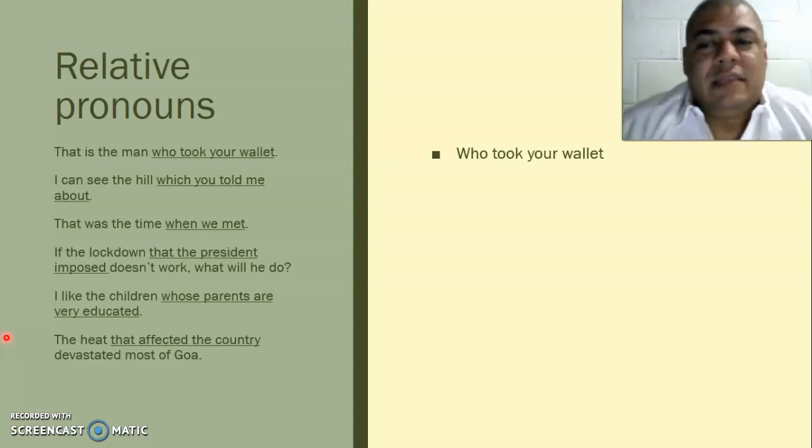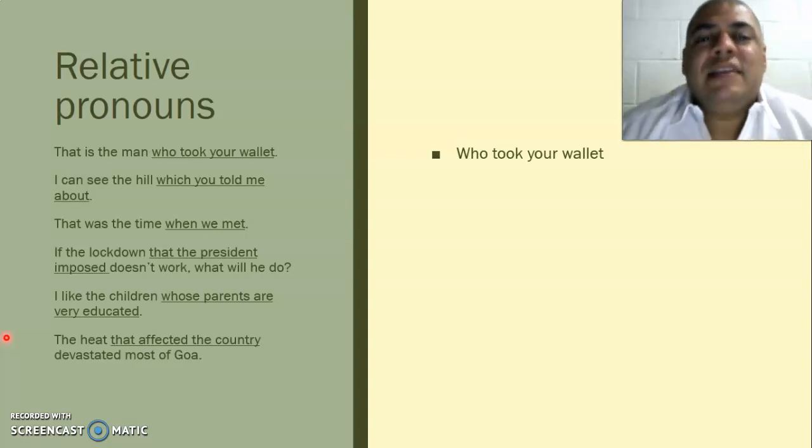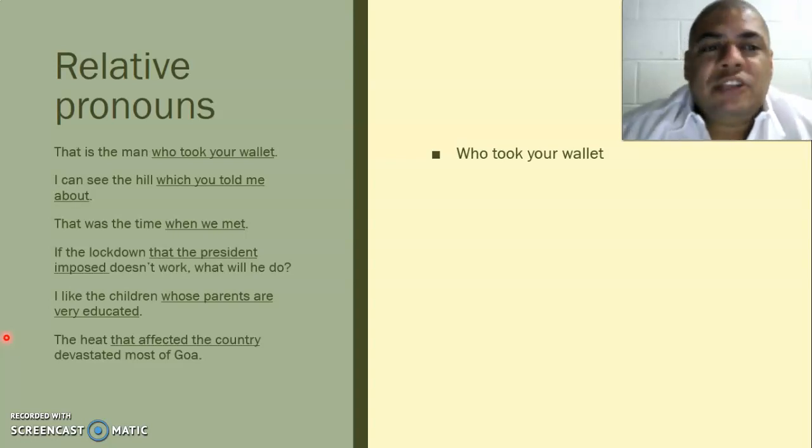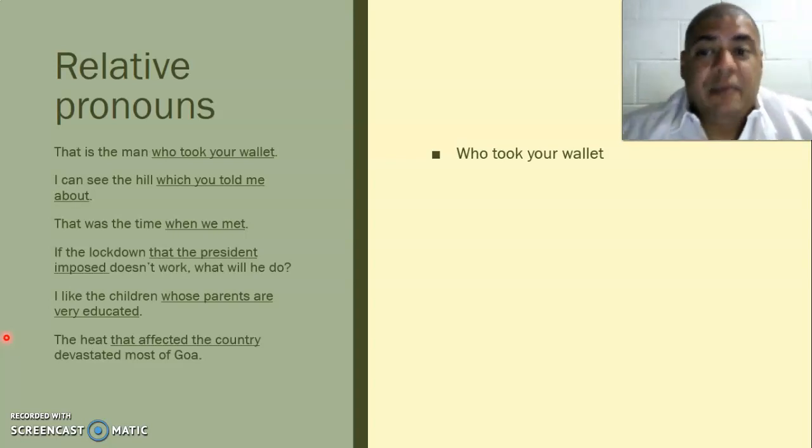So, that is the man who took your wallet. See? Who took your wallet? Do you remember that pronouns usually work with antecedents? Well, in the case of relative pronouns, we must always, and I emphasize this, always have an antecedent. So, the word who is substituting a noun in the complete sentence. That is the man who took your wallet. Who is the word?